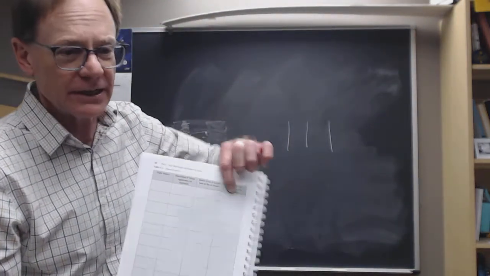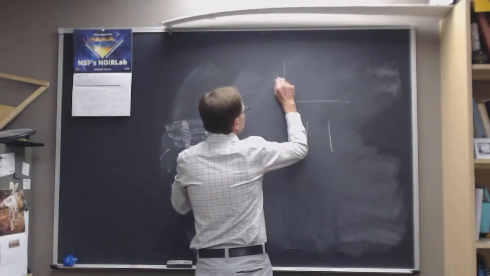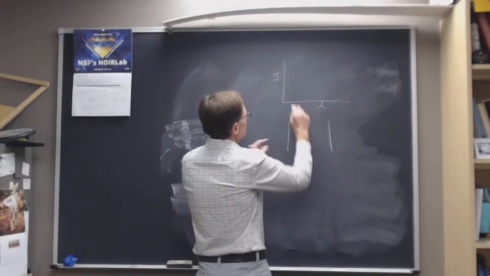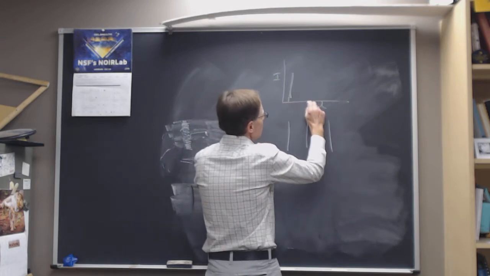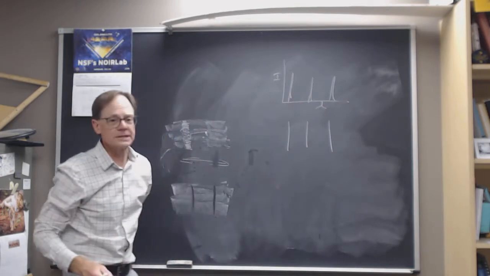In this next box out here, sketch a little graph that looks like this: intensity as a function of wavelength. Here, it's going to be a bright spike, nothing, bright spike, nothing, bright spike. There's your emission line spectrum.